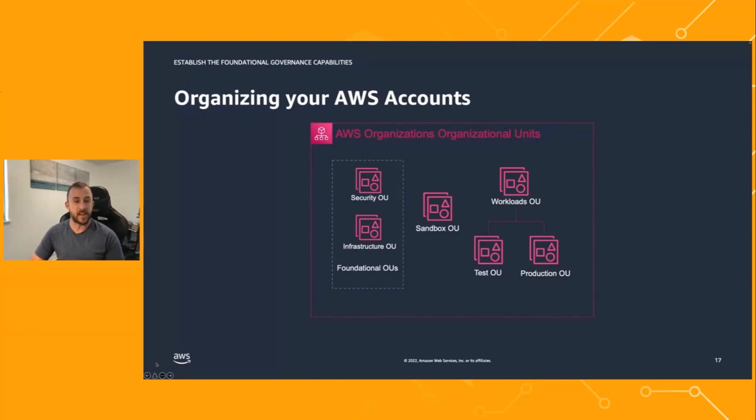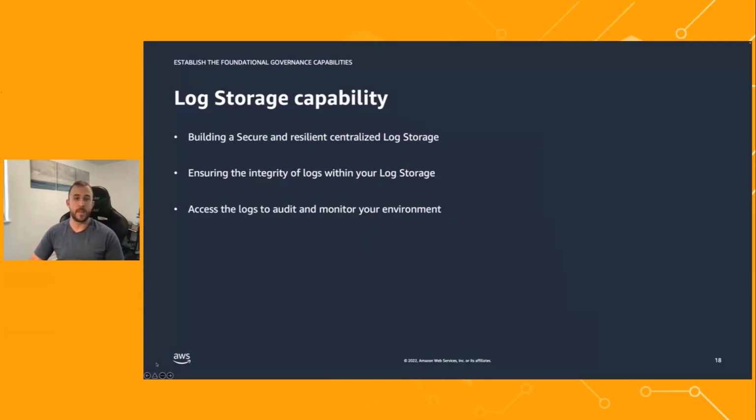Once we're done with the identity management and access control capability, we're going to start building the log storage capability. Within this capability, we're going to build a secure and resilient central log storage that will allow you to collect logs from the multiple AWS accounts in your environment into one place. This will help you to ensure the integrity of these logs because you can apply controls and protection on this log storage, and you can access these logs and monitor the environment later on. We will ensure that these resources and these logs are protected and they're tamper resistant.